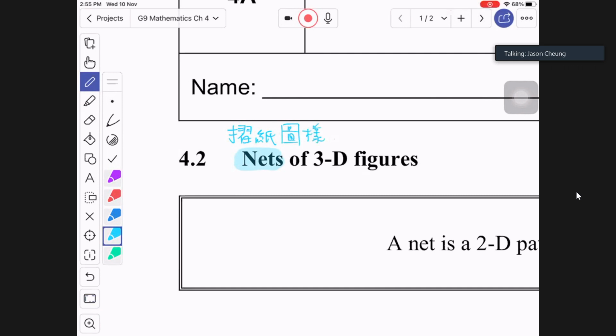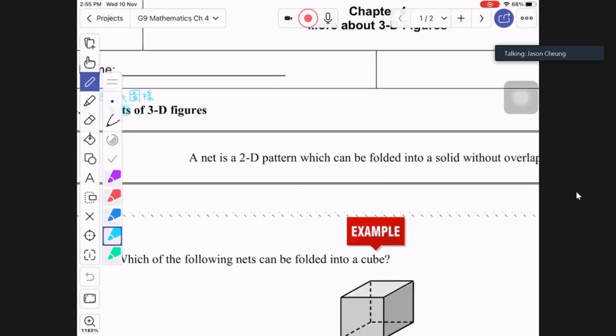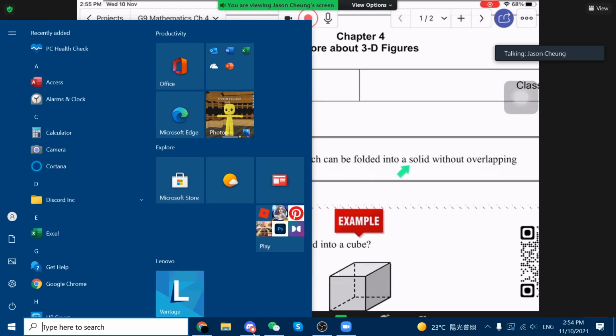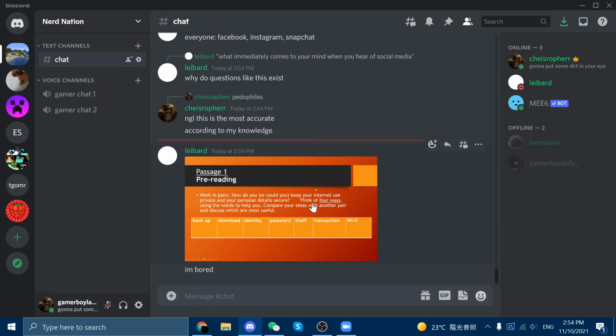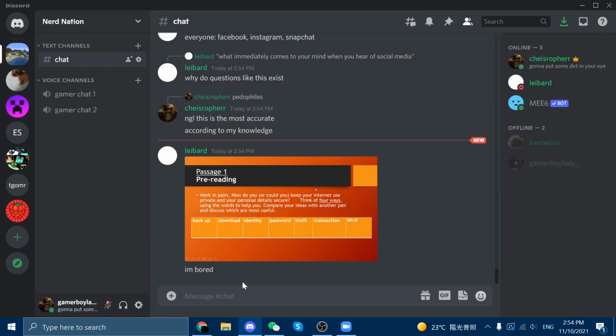Okay, good. All right. So here, what is a net? In Chinese, we call it 集體圖樣, right? So we get some definition. The definition is like this. A net is a 2D pattern which can be folded into a solid without overlapping. So here, we are going to try to make a net so that we can fold it to become some solid.